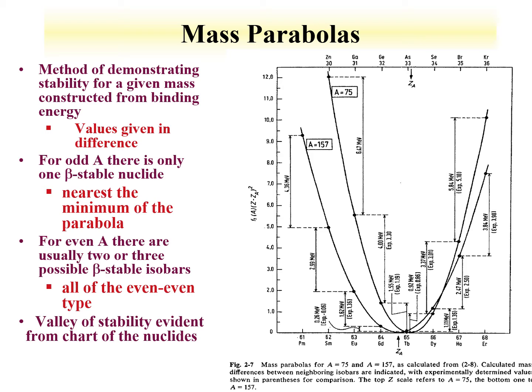For A isobars, it's possible to have 2 or even 3 beta stable isotopes, and these are generally conditions for even isotopes. This behavior is evident in the valley of stability, where if we took the chart of the nuclides, looked at the stable isotopes on one side, we would have isotopes on one side of the valley of stability. We'd have isotopes that are beta positive unstable, and then we'd have other isotopes that are beta negative unstable.